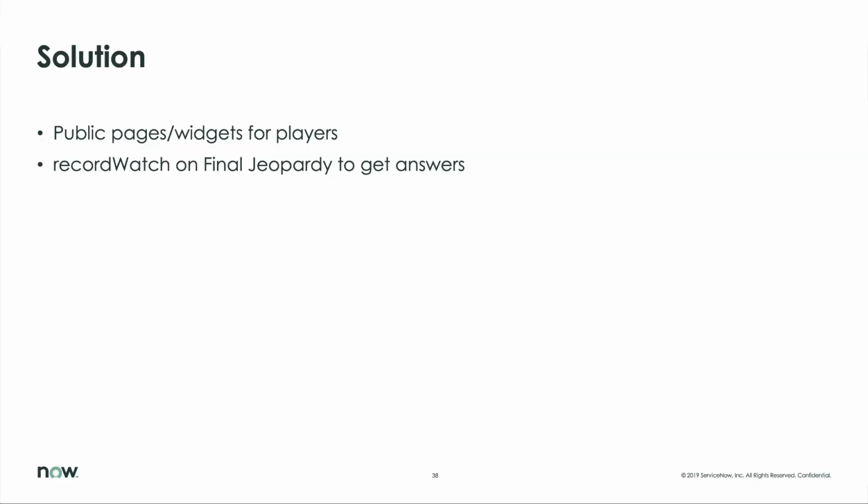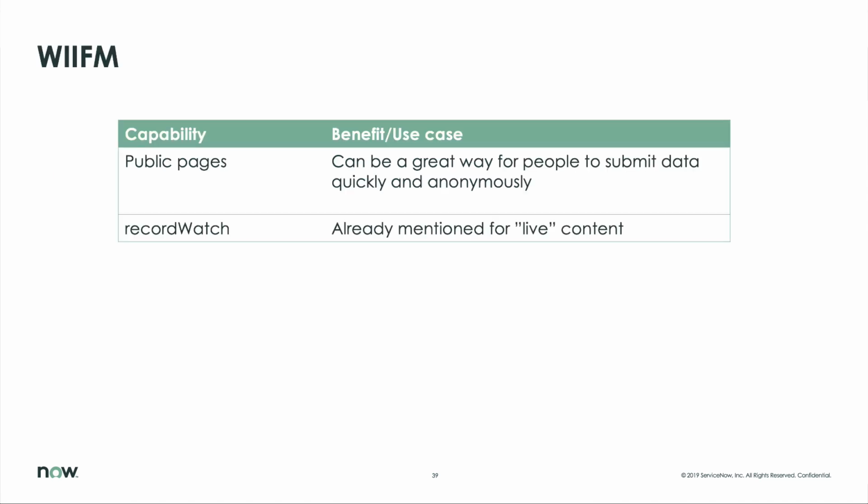So public pages are great for when you just need somebody to input something quickly. Maybe it's a survey result. Here, we'll go to the What's in it for me page. It could be a survey, could be submitting anything anonymously, could be a situation like this where you just want them to get in, get out, do their thing, and I really don't care who it was. I just need that information.